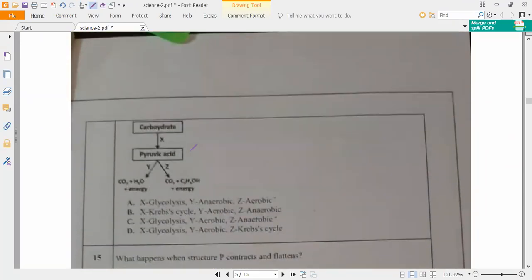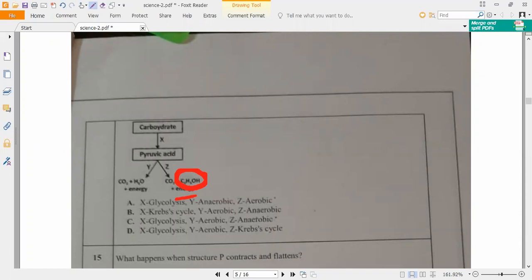Identify X, Y, Z. Krebs cycle. I already told you to learn this. Do you remember? Carbohydrate plus pyruvic acid. Next, carbon dioxide, H2O, energy. CO2. It is C2H5OH, alcohol, energy. I have told you so many times to learn this. So please respond. Carbohydrate means glucose only. So now pyruvic acid will come. Later carbon dioxide, H2O. See that picture and say it is in the textbook only.